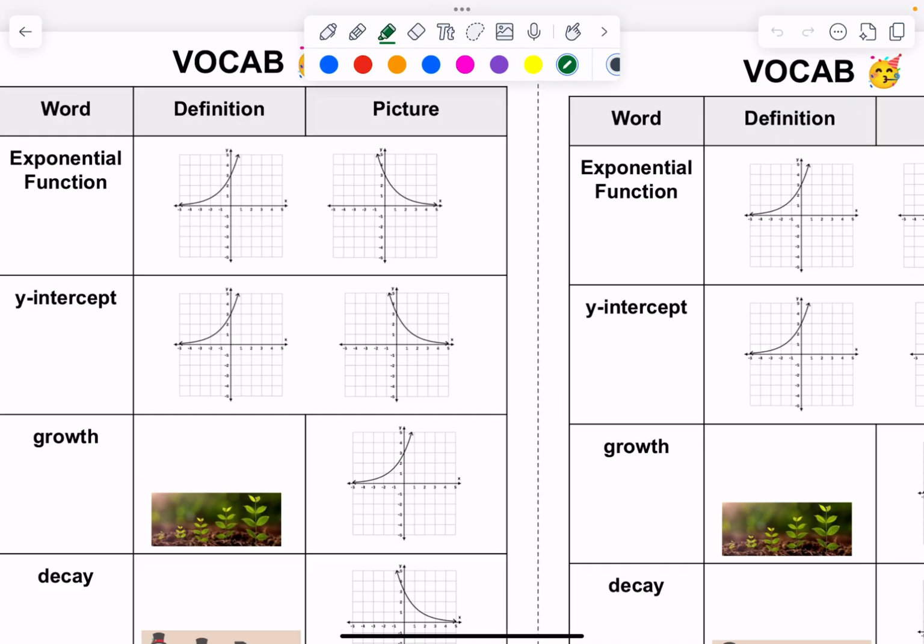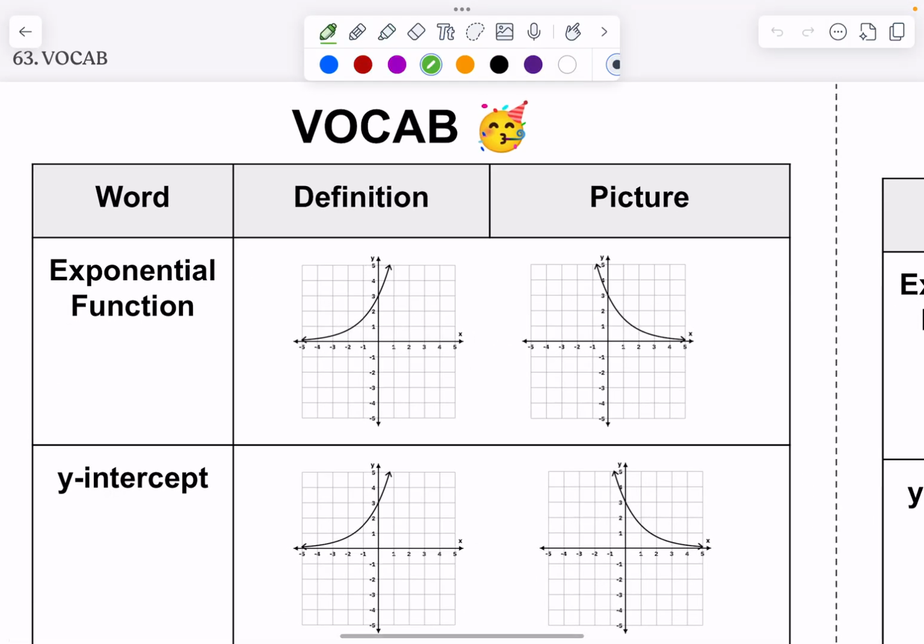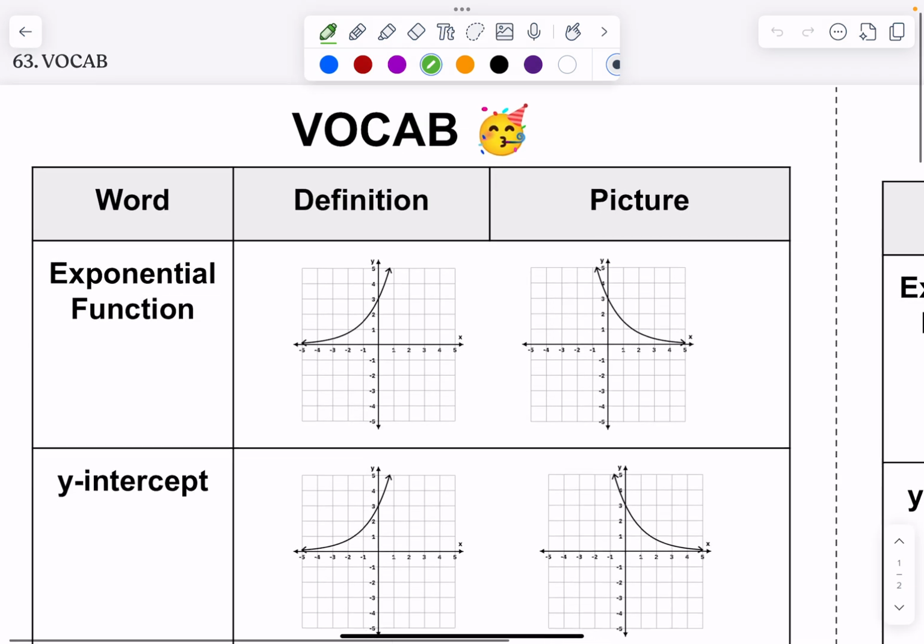All right, let's go ahead and get started for the day. We have our vocab, and we have exponential function.